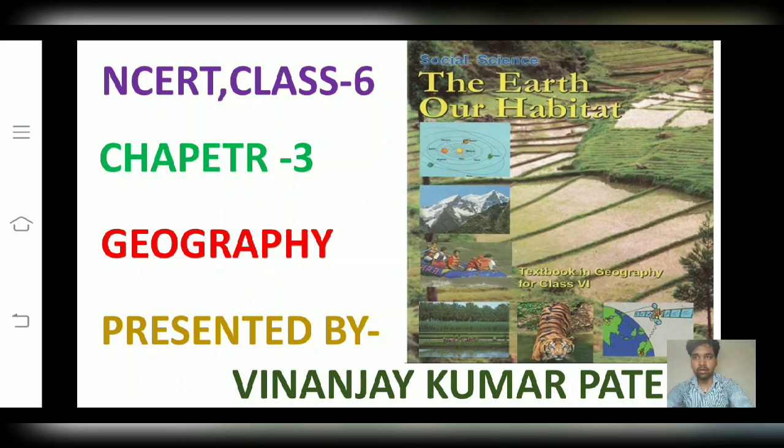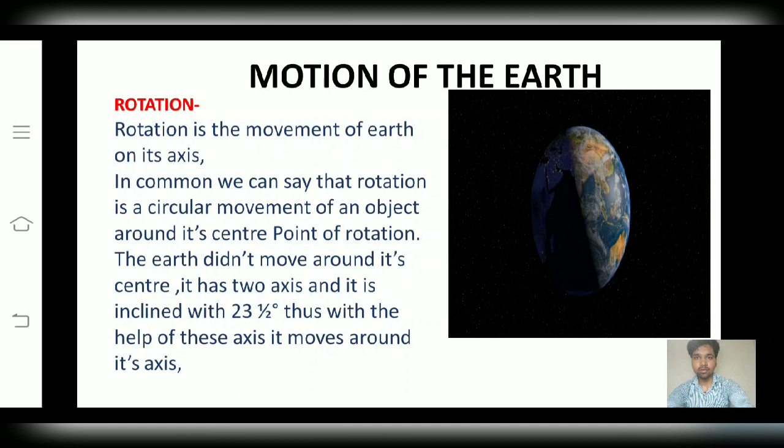So let's start. Friends, the earth has two types of motion. The first one is rotation and the second one is revolution. So here are some basic differences by which we may define that such movement is rotation and another movement is revolution. So here we will discuss about rotation.